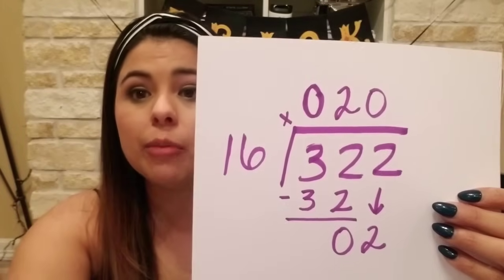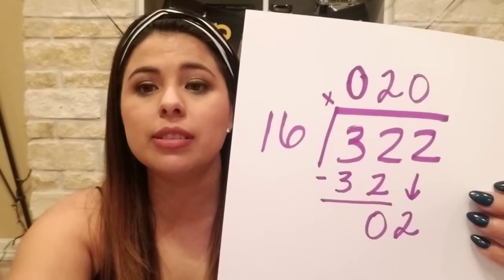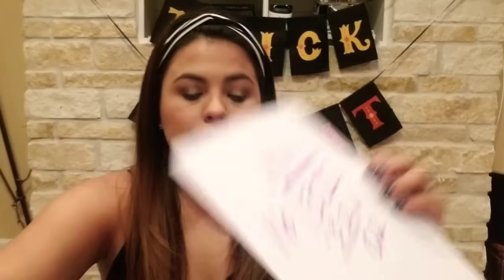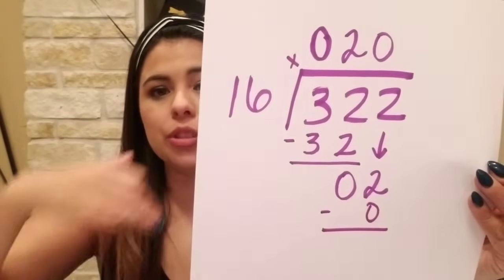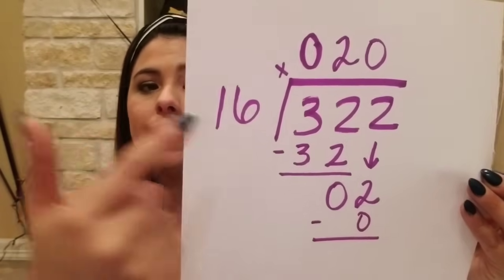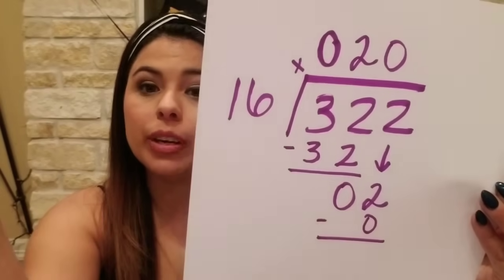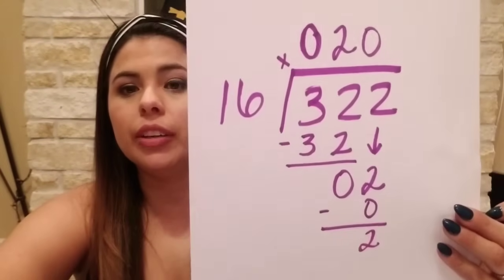Okay, so now I'm still going to multiply 16 times 0. What is 16 times 0? Anything times 0 is still 0. So right here, I'm going to take away 0. Okay, so right now, on your paper, in the journal, yours should look like this. So again, that was 16 times 0 equals 0. So right now I have 2 minus 0, and if I have 2 and I take away 0, I still have 2 left over. Okay, so that's what it should look like right now.